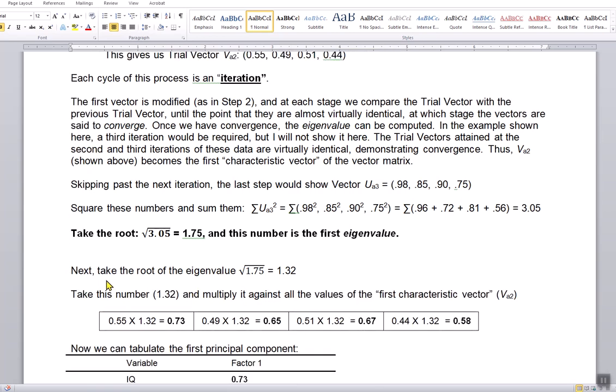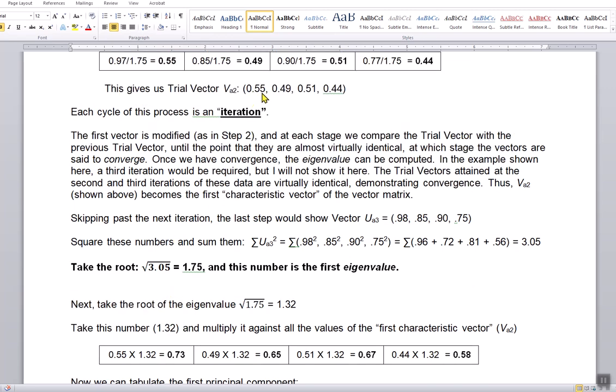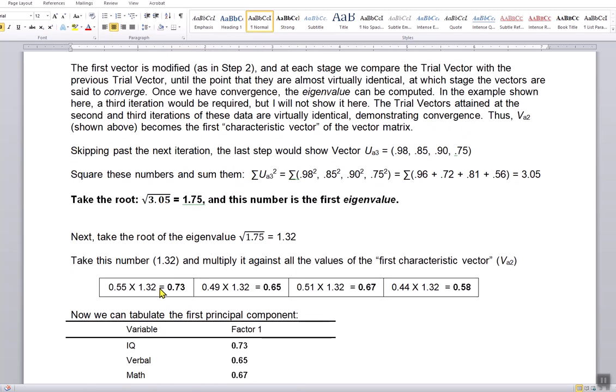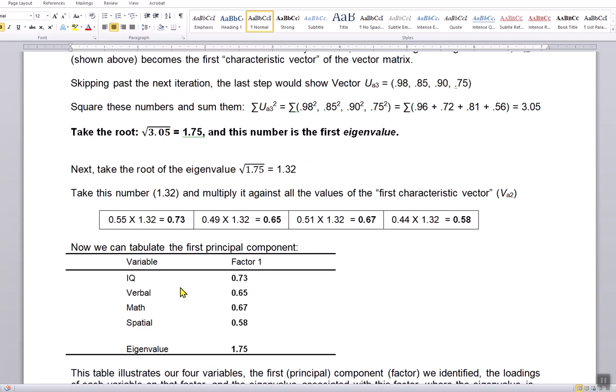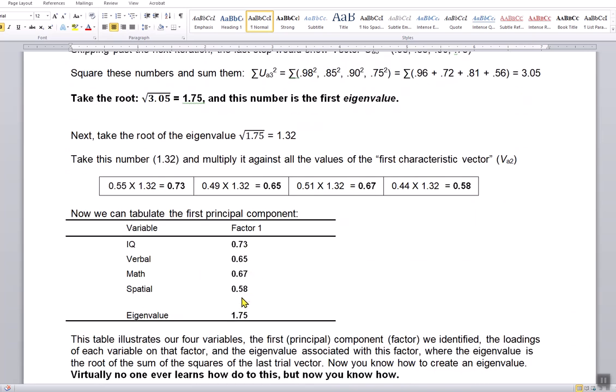Now, the next thing that you do is you take the root of the eigenvalue, this number, 1.32, and multiply it against all the values in the first characteristic vector: 0.55 times 1.32, 0.49 times 1.32, etc. The numbers that you get by this process of taking the trial vector scores and multiplying them by the square root of the eigenvalue give you the first principal component. These four numbers right here.